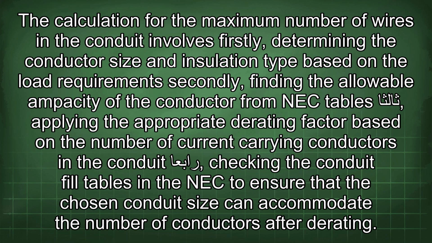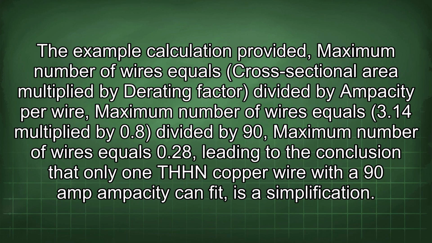The example calculation provided: maximum number of wires equals cross-sectional area multiplied by derating factor divided by ampacity per wire. Maximum number of wires equals 3.14 multiplied by 0.8 divided by 90. Maximum number of wires equals 0.28, leading to the conclusion that only one THHN copper wire with a 90 amp ampacity can fit, is a simplification.